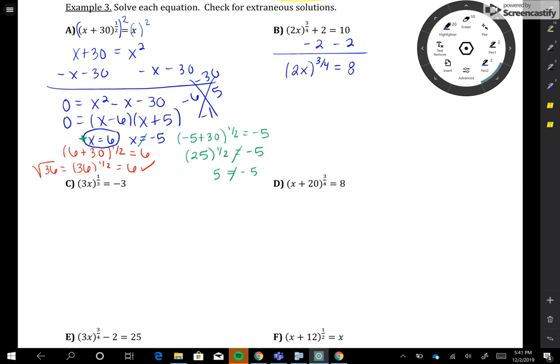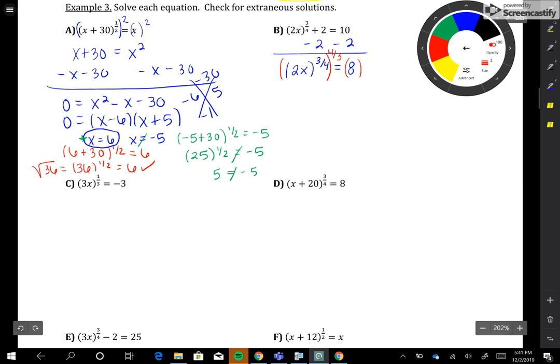Okay, now my next step is to take each side to the reciprocal power that is done. So this 3/4, I'm going to take this to the 4/3 power. Same thing with the 8. And you may be wondering, why take it to the reciprocal power?